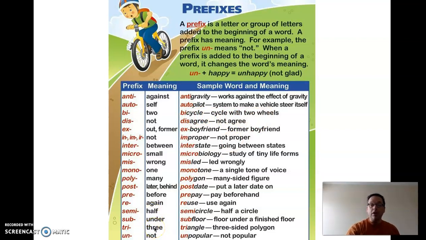Okay. Look at another one. Here we had pre, right? Pre is to do something before. So we know the verb pay. I need to pay for something I'm going to buy.